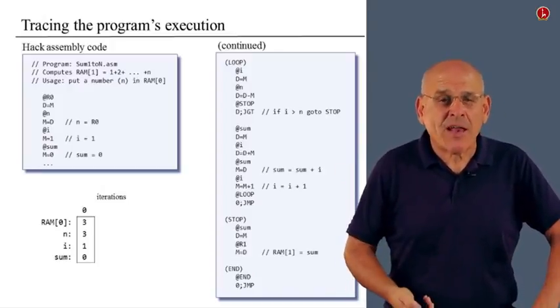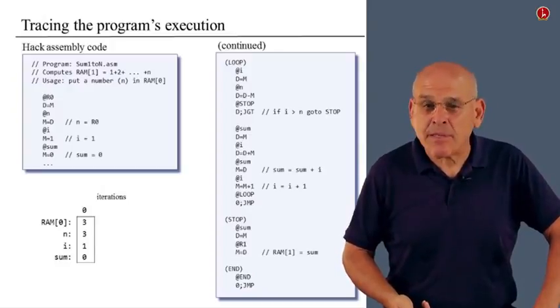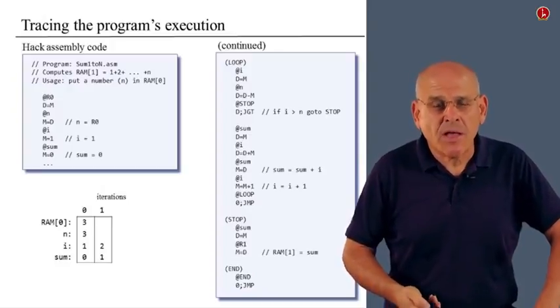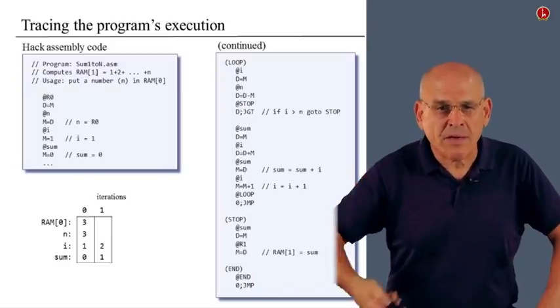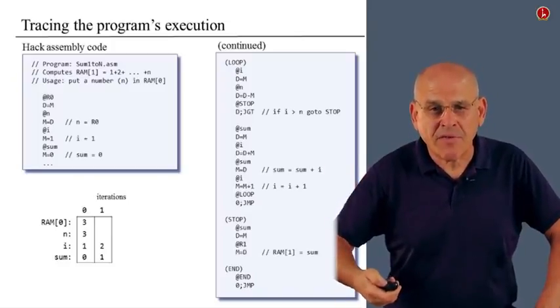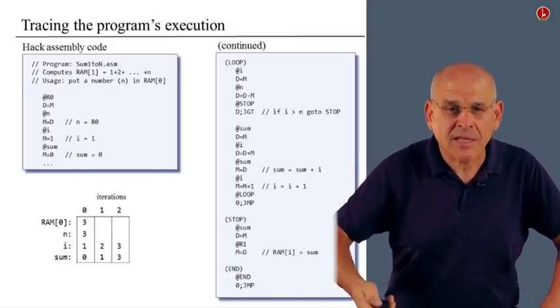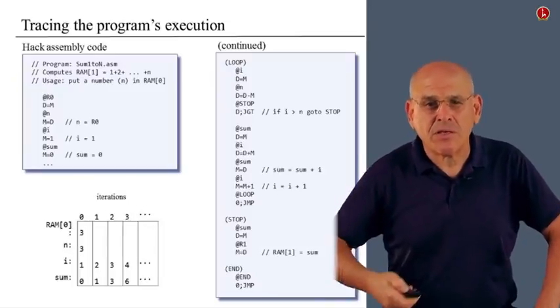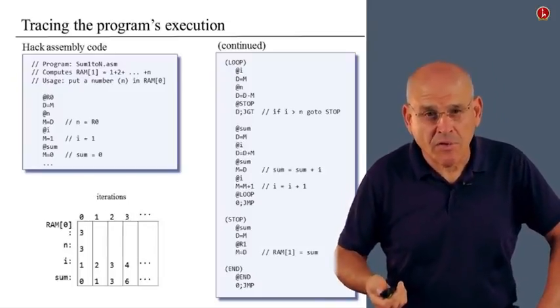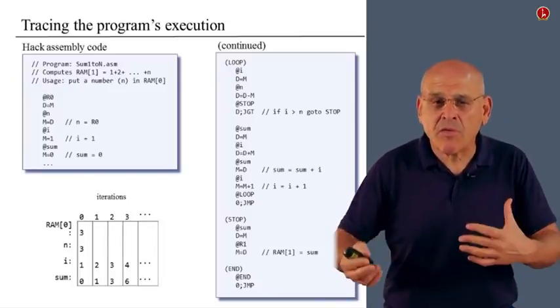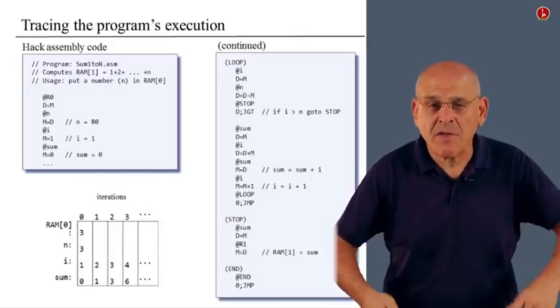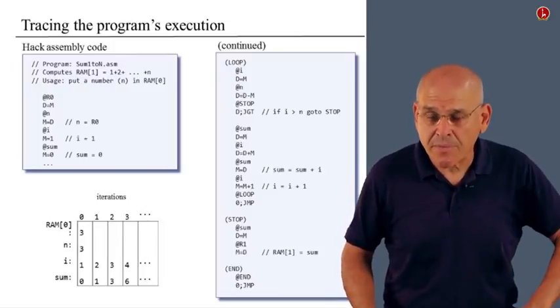So these are the values of these variables of interest in iteration 0, and then you go through the loop and you figure out what happens after the first iteration, after the second iteration, the third iteration, and so on and so forth. Okay, so you do this for three or four iterations, and you try to convince yourself that the program is actually working.